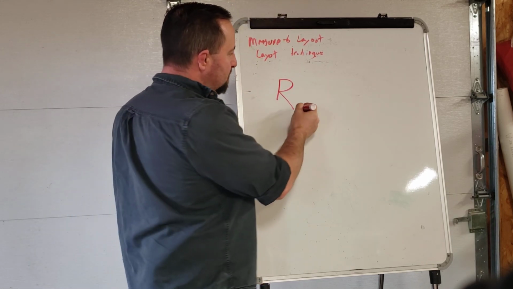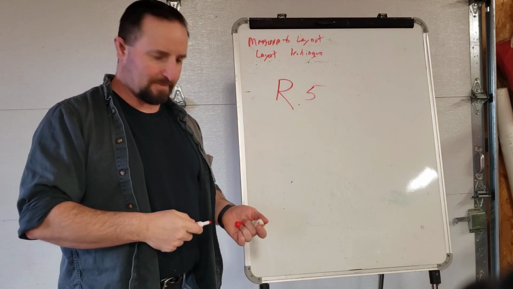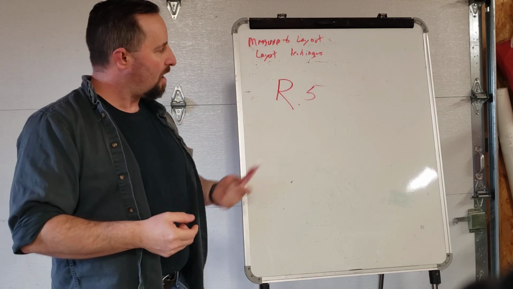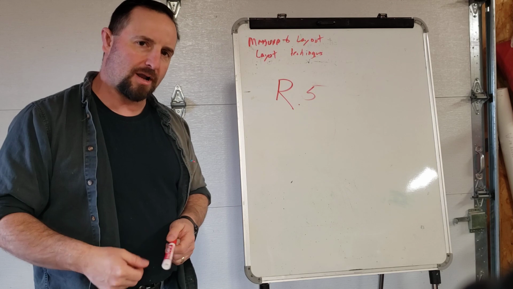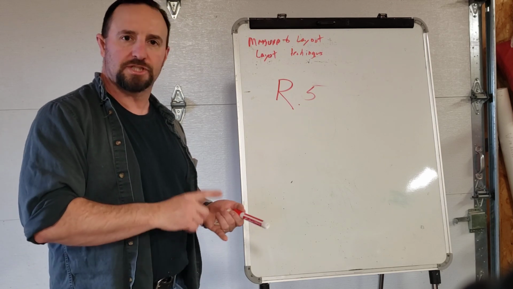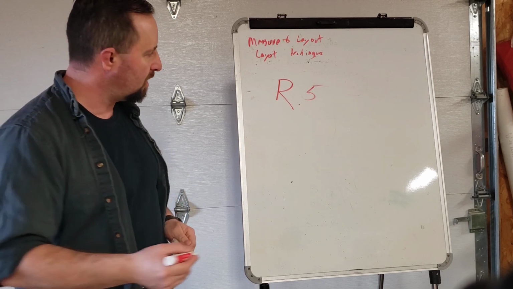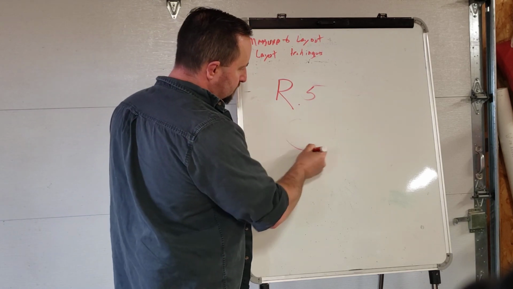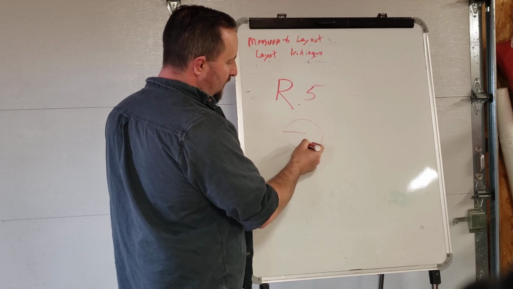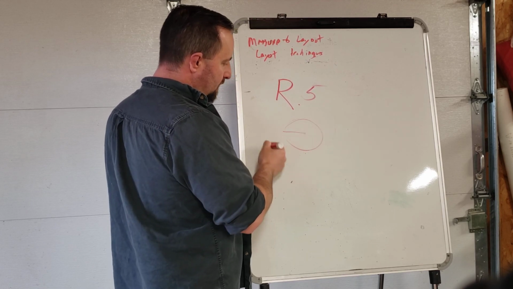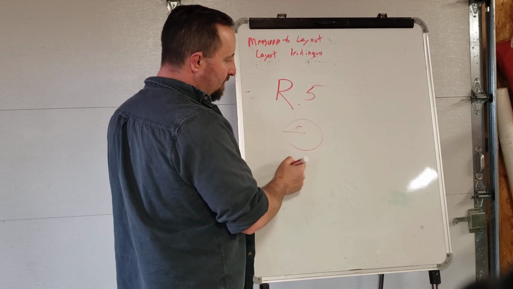Nice big R. Say I've got an R of 0.5. What the heck does that mean? Well, R is what? Radius. Remember, I told you that everything we're going to be doing is just straight lines and parts of a circle. So what is a radius? Well, radius is the distance from the center of the circle to the edge. And so a 0.5, we're saying that's 0.5.